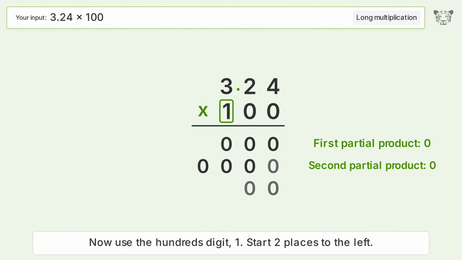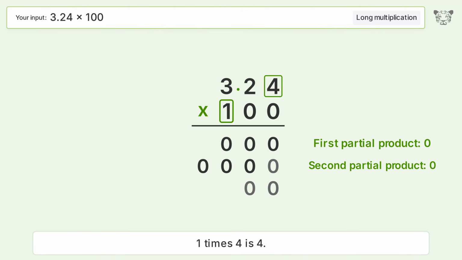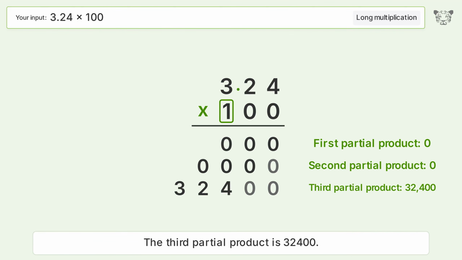Now use the hundreds digit, 1. Start two places to the left. 1 times 4 is 4. 1 times 2 is 2. 1 times 3 is 3. The third partial product is 32,400.